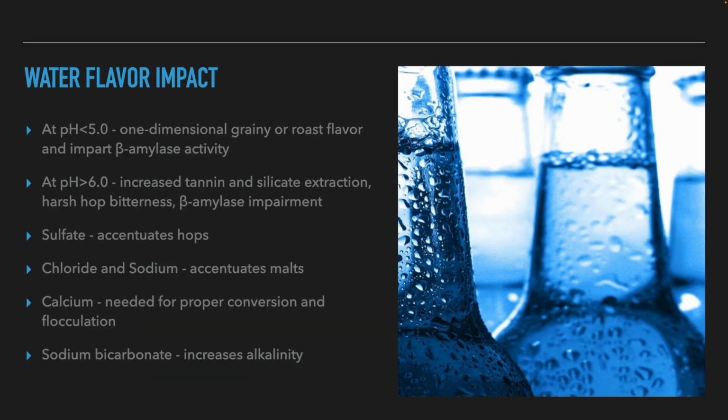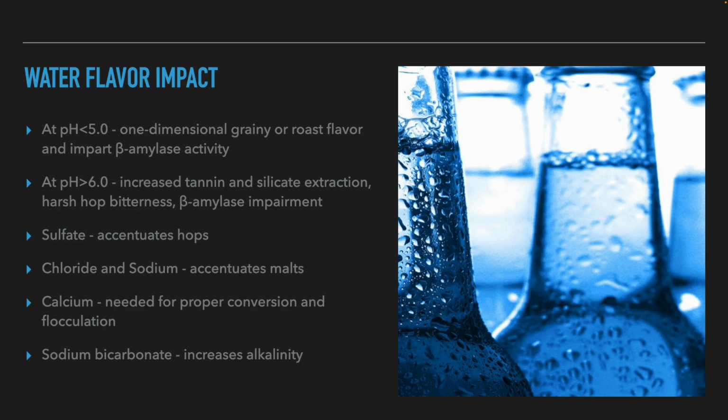As usual in this course, the most important thing for us as beer judges is the flavor impact of the brewing water. To summarize, at a mash pH below 5.0, we will get a one-dimensional, grainy or toasty flavor and impairment in beta amylase activity. On the other hand, at a pH above 6.0, we will get increased tannin and silicate extraction, harsh hop bitterness, and also impaired beta amylase activity.